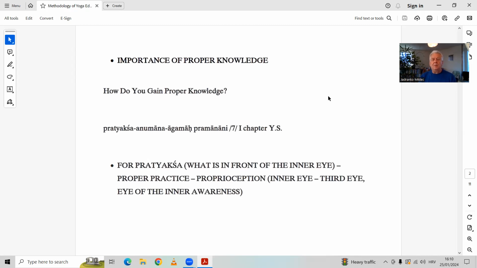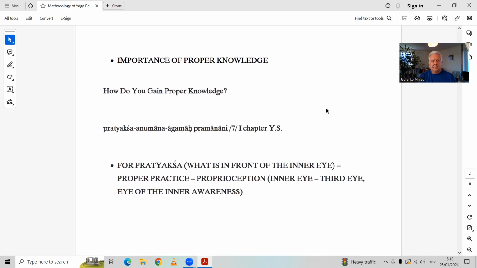This is called also in medical science proprioception: the ability to have direct knowledge, or pratyaksha, based on proprioception, to gain direct knowledge from the internal space of our body. So our mind is getting direct information about what is happening inside our body, in the inner space.